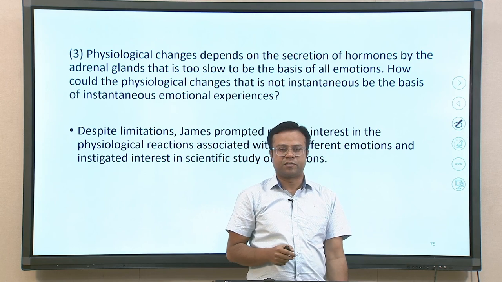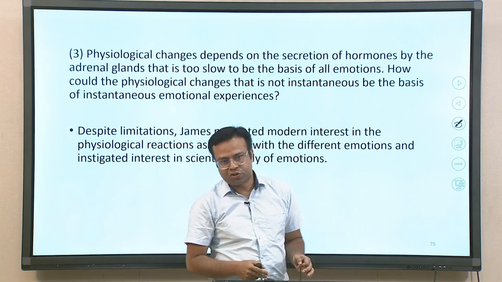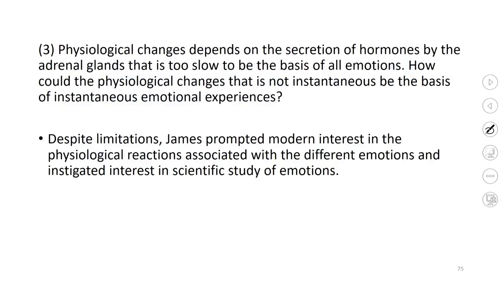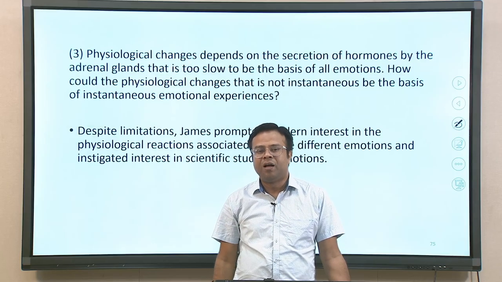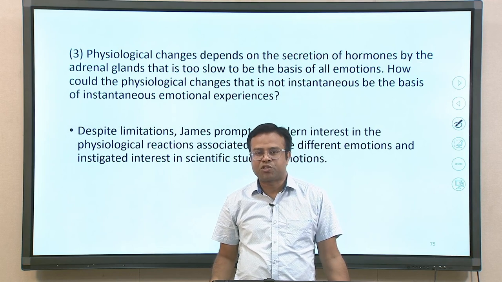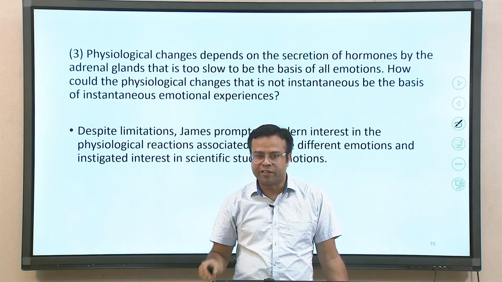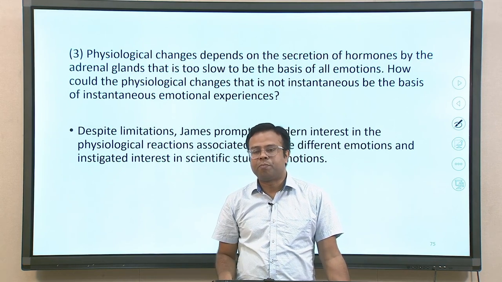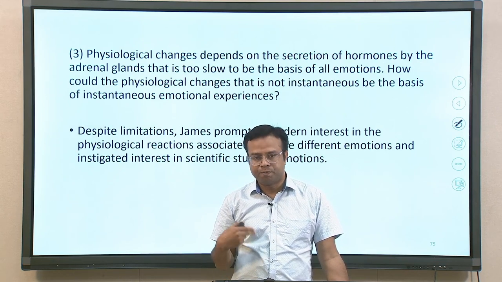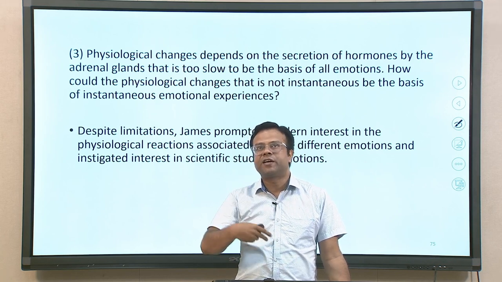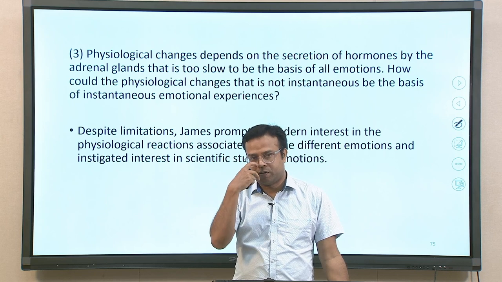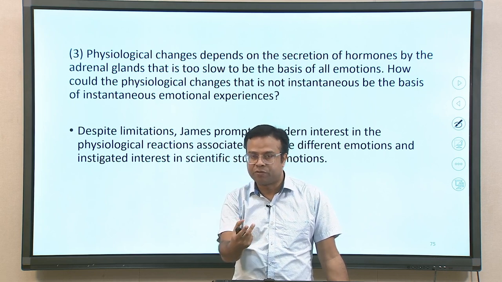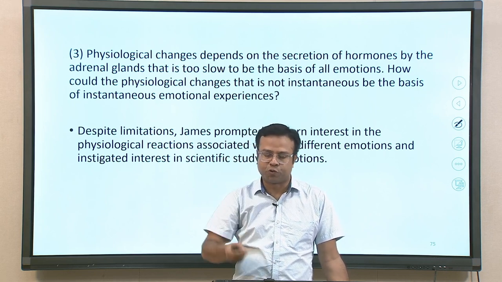So, that was on criticism. All these limitations were raised in response to the James-Lange theory. Despite all these limitations, James-Lange was one of the first theories that at least instigated interest and prompted modern research in the physiological reactions associated with different emotions. The physiological aspect of emotions received a lot of attention from this theory, even though there are a lot of limitations to it.